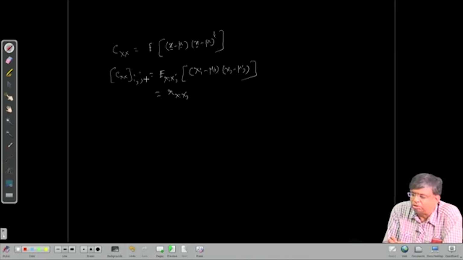If i and j are the same, it will be xi minus mu i, again xi minus mu i, because i and j are the same. So the expected value of xi minus mu i whole square, which is the variance. So the i comma ith element, which is the ith diagonal element, will be sigma xi square, the variance of the ith element xi. So the diagonal elements will be the variances, but the off-diagonal elements will be 0, when the elements are uncorrelated.